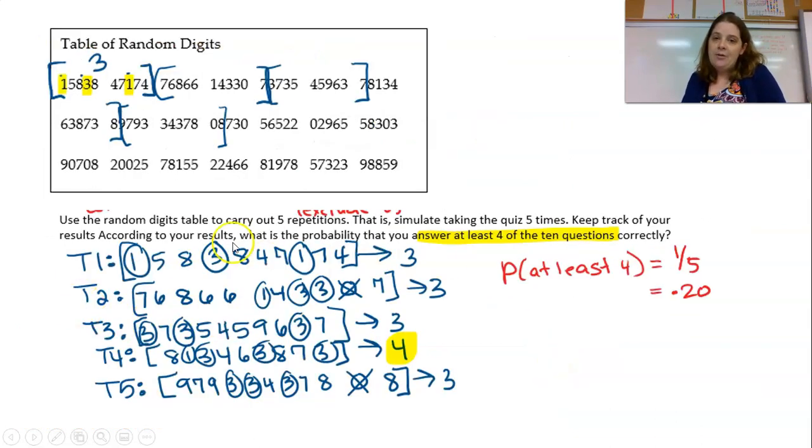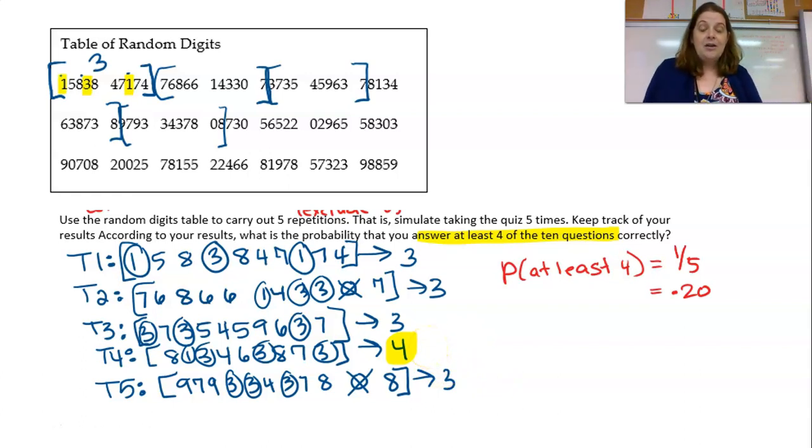I went ahead and did 5 trials here, and these are kind of messy, but I went through each, I got 10 digits written down that were 1 to 9, excluding the zeros, and counted. And out of these 5 different simulations I ran, there was only 1 out of the 5 where I got at least 4 questions correct. Notice that most of the time I got 3 on these simulations, which would be 3 out of 10 questions, which is 30%, which is pretty spot on for that 1/3.